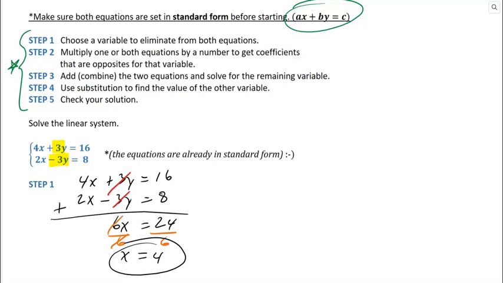Step 4 is to use substitution to find the value of the other variable. So I'm going to replace x with 4. So I'm going to use the first equation, 4 times 4 plus 3y equals 16.